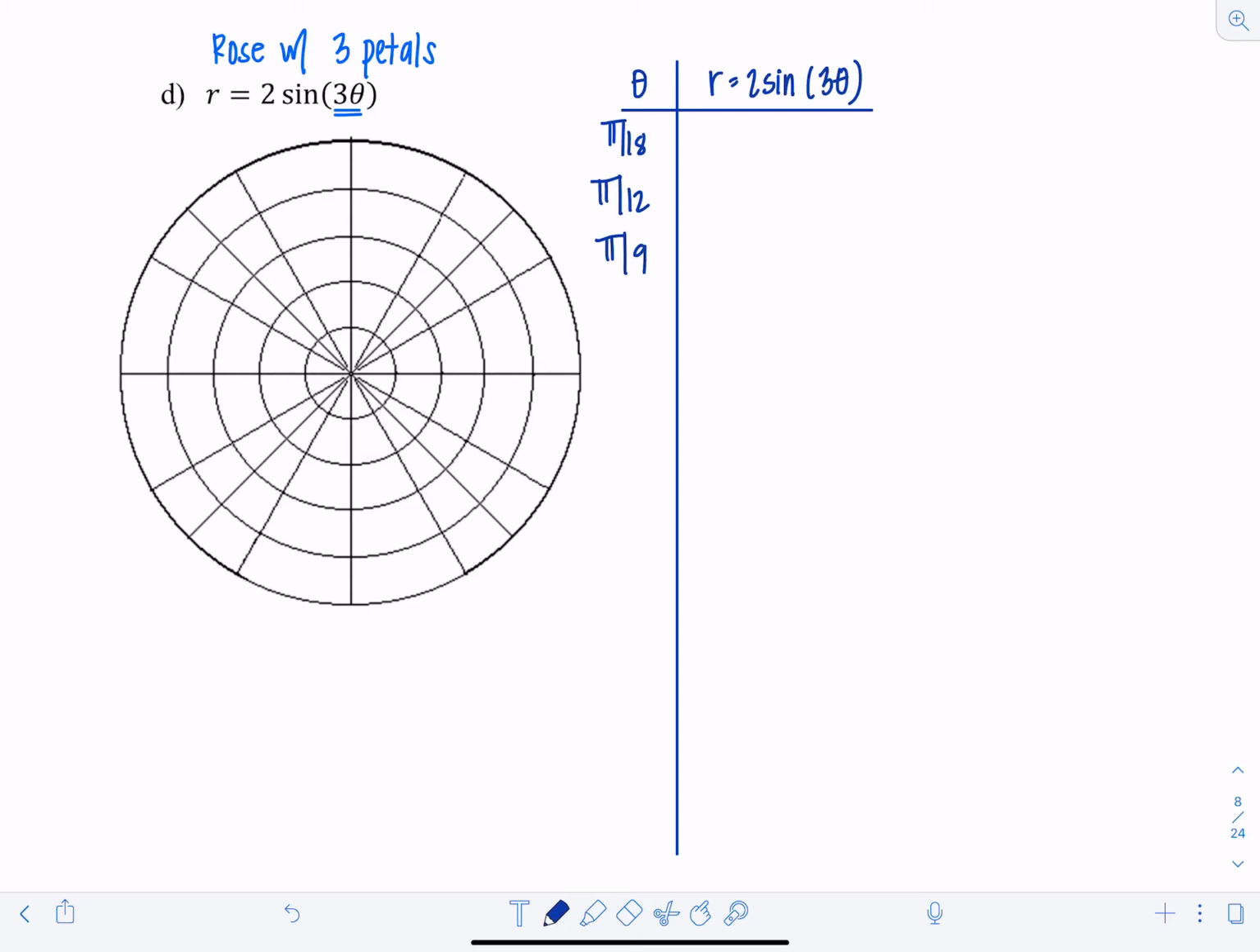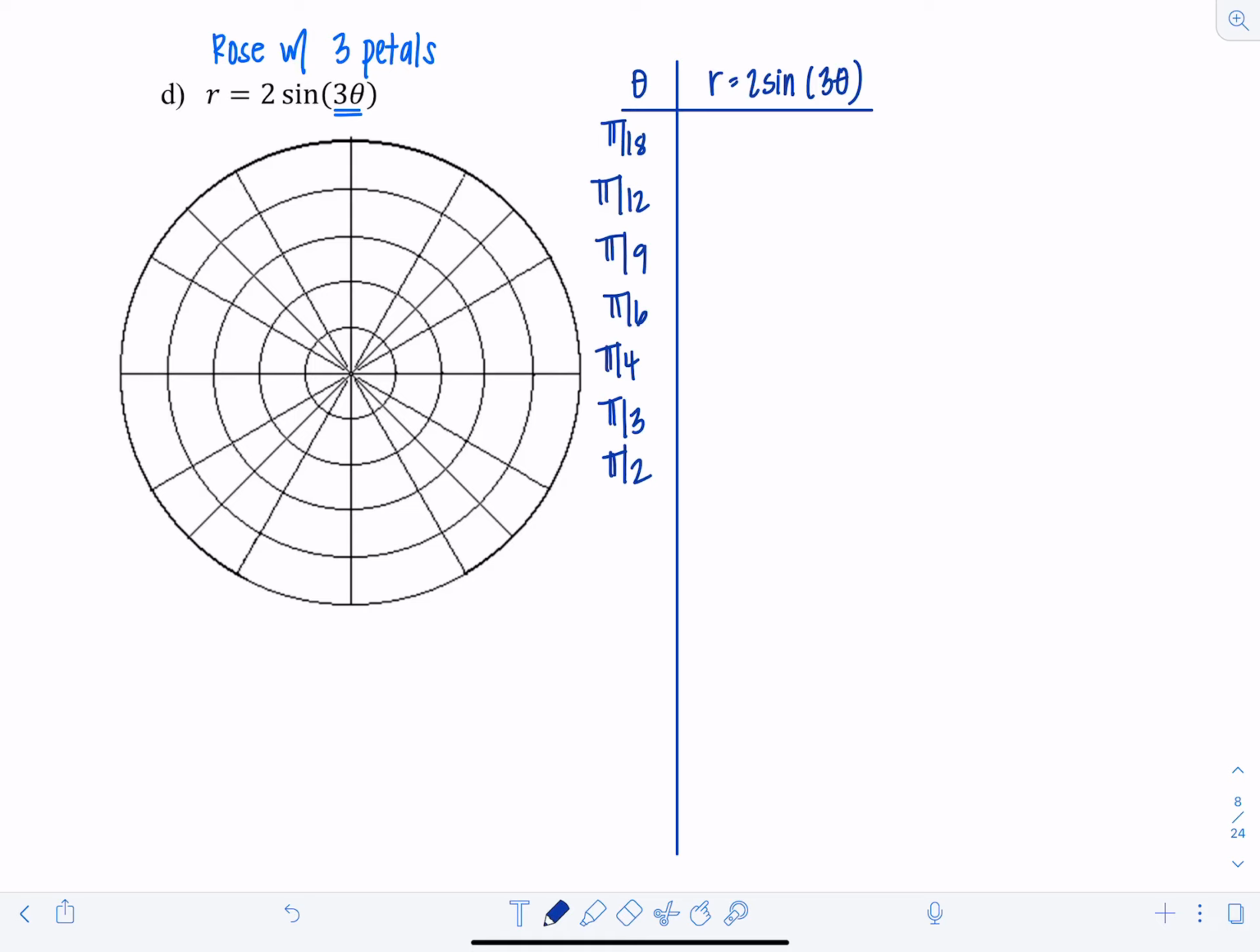So we have pi over 18, pi over 12, pi over 9. Then I'll add to that pi over 6, pi over 4, pi over 3, pi over 2, and then let's see what things look like at that point, and then we can decide how we want to build the rest of our table. Okay, good.